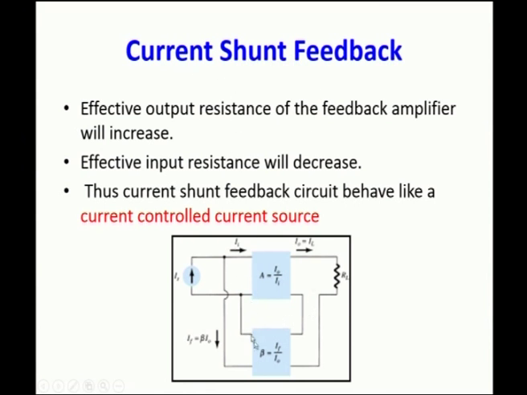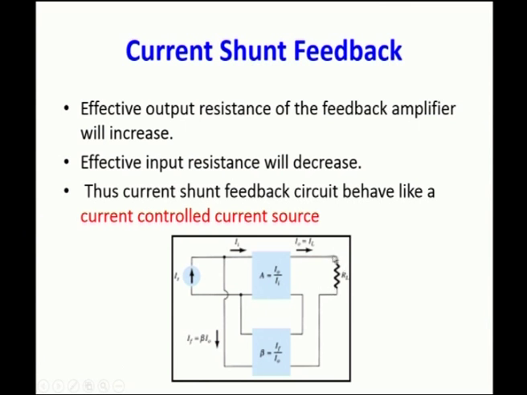And for shunt feedback, you have to give it in parallel to the input of the circuit. So, the output of the feedback network is given parallel to the input source. Here, if it is a shunt connection, you have a current source at the input. So, this is the circuit for the current shunt feedback. Here, output impedance is increased and the input impedance is reduced. So, for such parameters, the current shunt feedback circuit behaves like a current controlled current source.